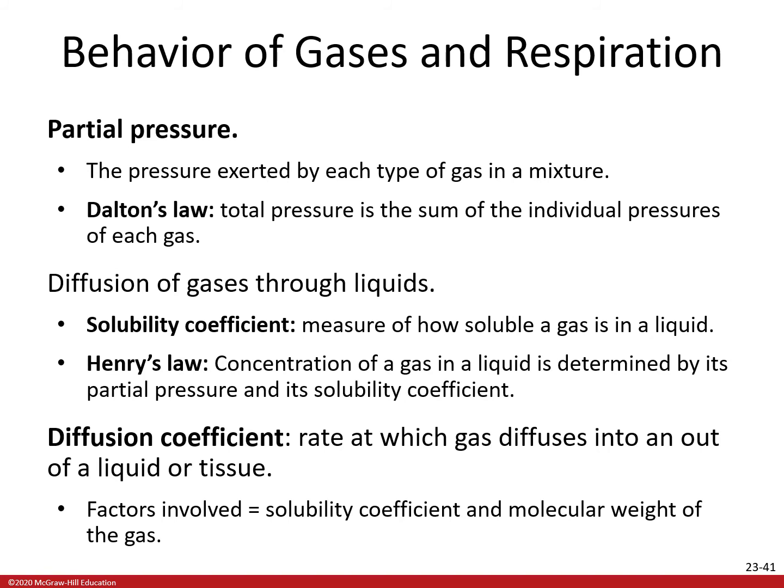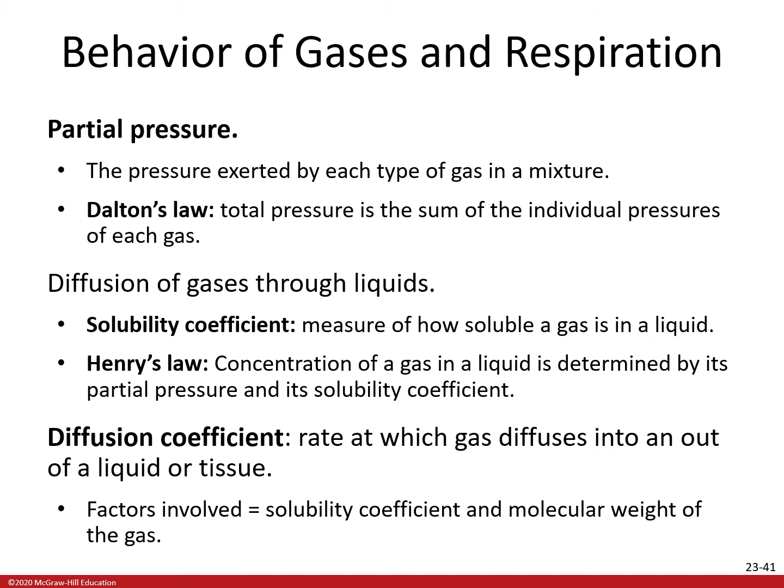So this I want you to think of as the individual pressure of each gas that we're going to be talking about. In this case, we're going to be looking at nitrogen, oxygen, carbon dioxide, and water vapor. And I'll tell you what those numbers are here in just a second. But we do need to look at Dalton's law real quick. Dalton's law is going to be the total pressure being the sum of the individual pressures of each gas.